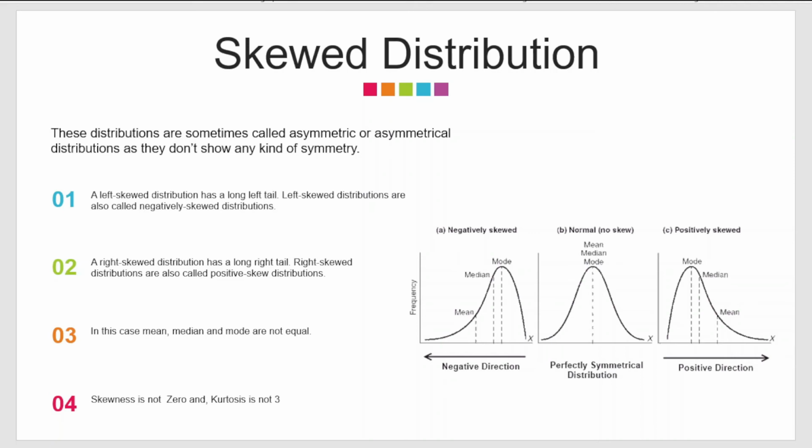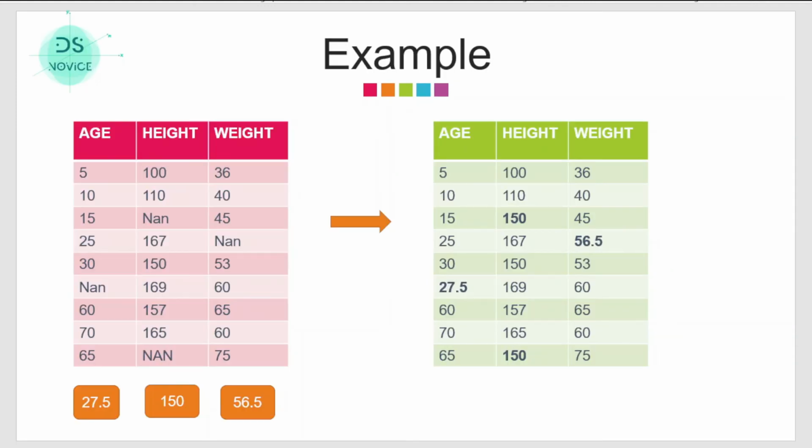The skewness in case of skewed distribution is not zero, and this is because of the presence of extreme values or outliers. The kurtosis will not be 3. So now let's understand it using the same data. So here we have calculated the median for each variable. And also while calculating the mean or median, we do not consider the missing values as observations. So that's all for the skewed distribution.